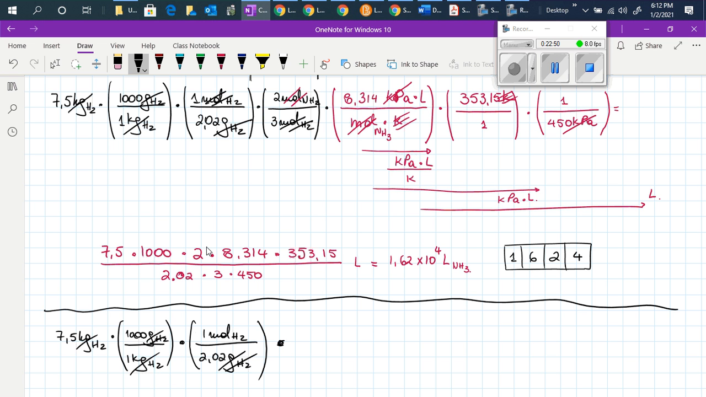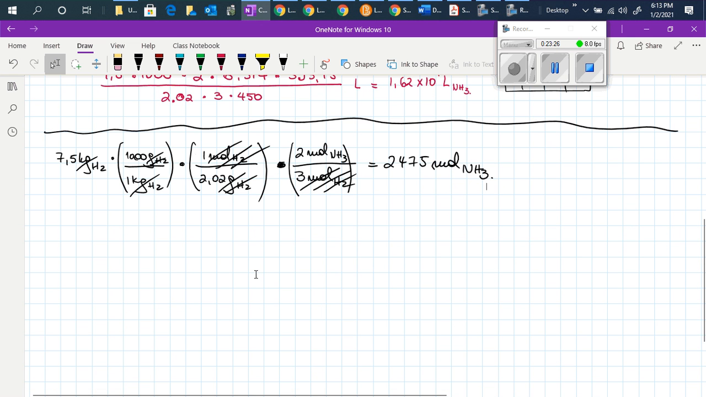Okay, but then now we will move to moles of ammonia using the molar ratio. So 3 moles of hydrogen is used to produce 2 moles of ammonia. So moles of hydrogen and moles of hydrogen are cancelled out. And then you have 2,475 moles of ammonia. And then you take this and use the ideal gas law.